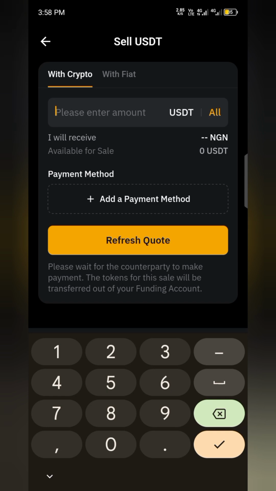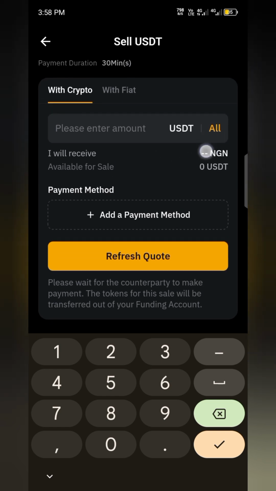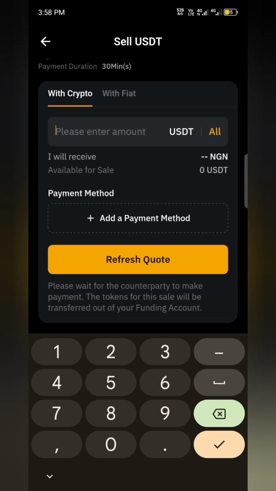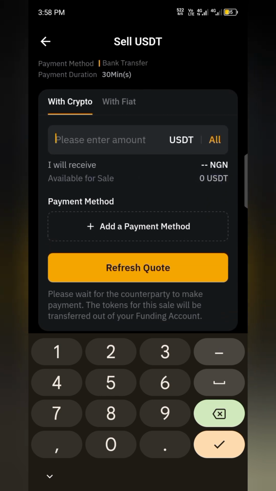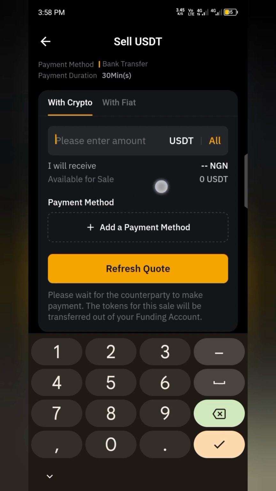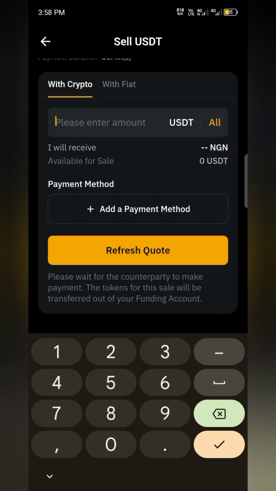Now on this interface you can choose if you want to sell all of your assets or part of your assets. Now if you observe, by default, if I type a certain amount of USDT, I will see how much I'll receive in naira, but I don't want to sell any of my assets. So if you observe, you are seeing available for sale, it's showing 0 USDT because why? My assets are in my unified trading and not in my funding wallet. If it was my funding wallet, it would have shown how much is in my funding wallet and I could choose to sell all or part of it.